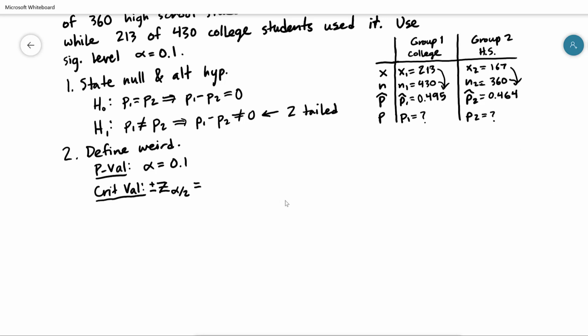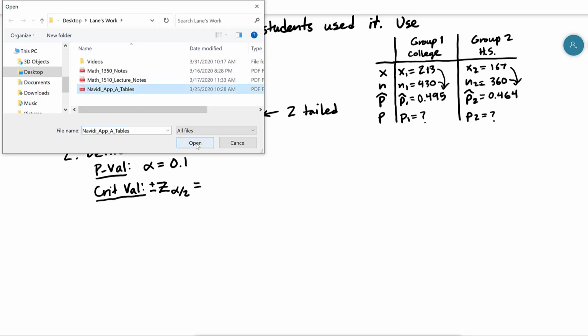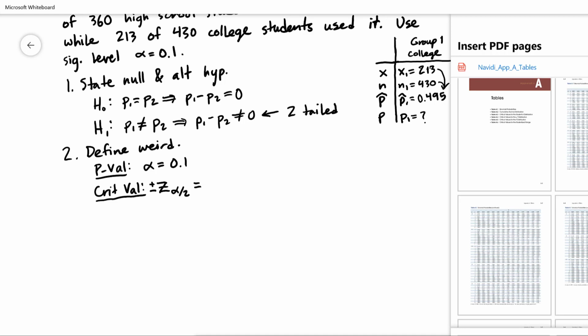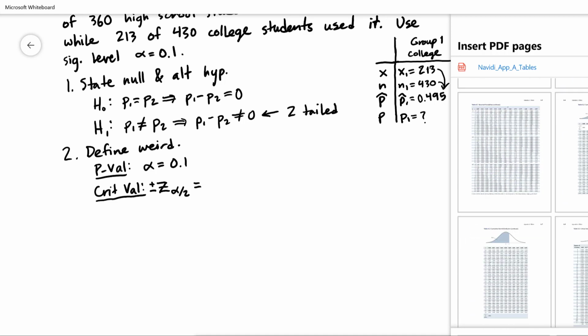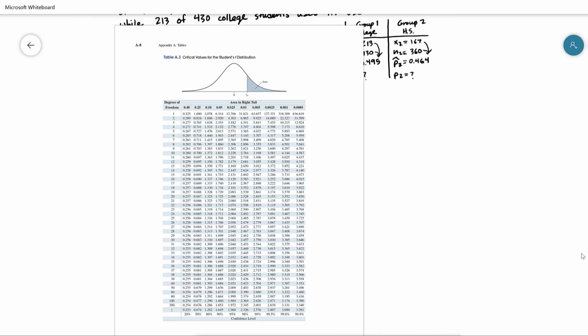So to find this value, I need to take a look at table A3. So let me see if I can add it on here real quickly. It is right here. I just want this table. Okay. So here is the table that we are going to use to find this value. Remember, our value of alpha was 0.1. So it's this number. But we have a two-tailed hypothesis. So this area of 0.1 is split evenly between the two tails.